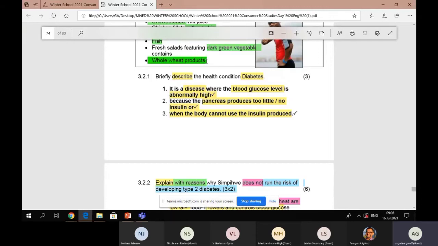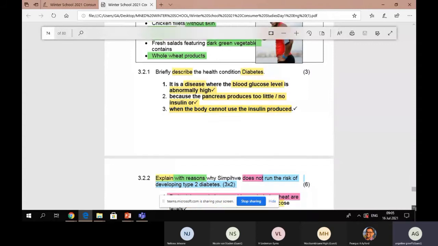So first of all, they say, okay, describe the health condition, diabetes. Also for 3 marks, describe. Okay, so the verb there is describe, health condition. So now you need to give a proper description. Okay, disease where the blood glucose levels is abnormally high. There's a mark. Pancreas produces too little or no insulin, or when the body cannot use the insulin that is produced. Okay, so you give all of that information.